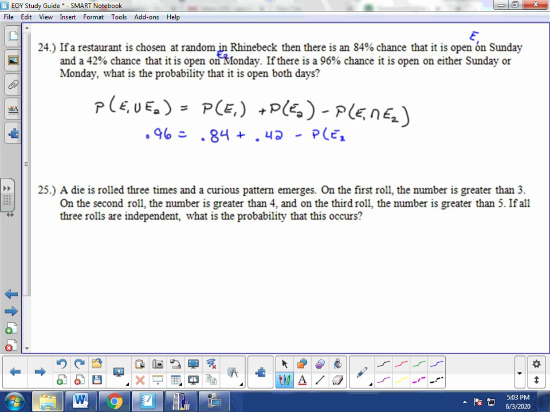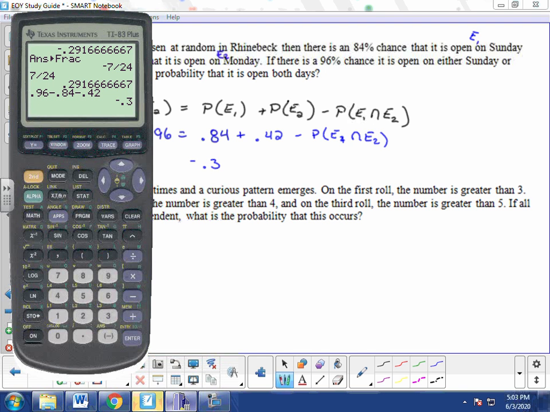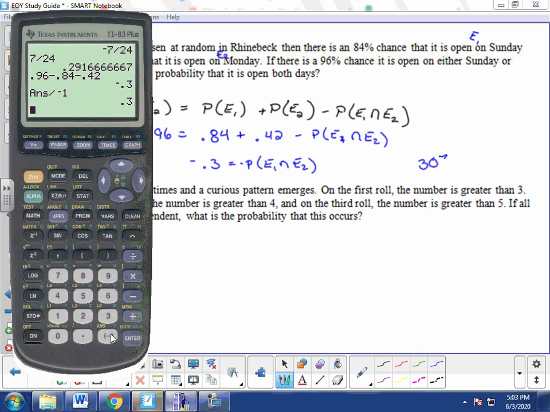So this is basically the same problem as the previous one, but put into a word problem. So 0.96 minus 0.84 minus 0.42 would be negative 0.3, which equals the negative of the probability of event 1 and event 2 occurring. So now we can divide by negative 1, and see that it's a 0.3 chance, or 30% chance, that it is open on both days.